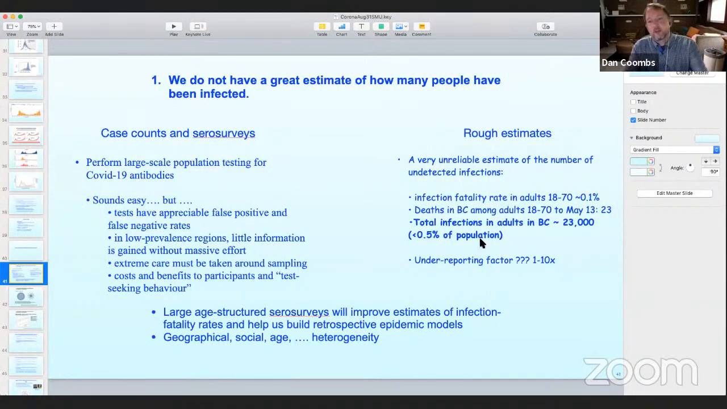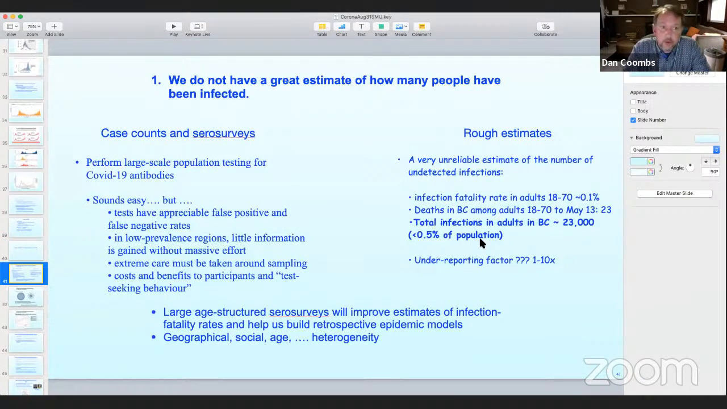On the right side, in Comic Sans, which is a less serious font, because I don't take this calculation particularly seriously, but I still think it's worth doing. A pretty reliable Danish study of around 10,000 blood donors aged 18 to 70 showed that the overall infection fatality rate was probably around 0.1%. The exact number is not especially important because this is a rough calculation. Up to May 13th, there were 23 deaths in adults 18 to 70 in BC. And so my estimate for the number of infections in adults in BC up to May 13th was 23,000.